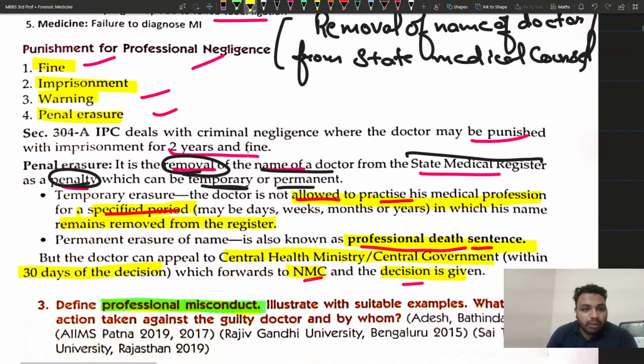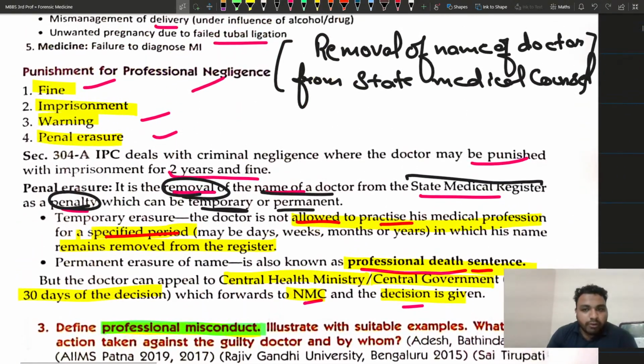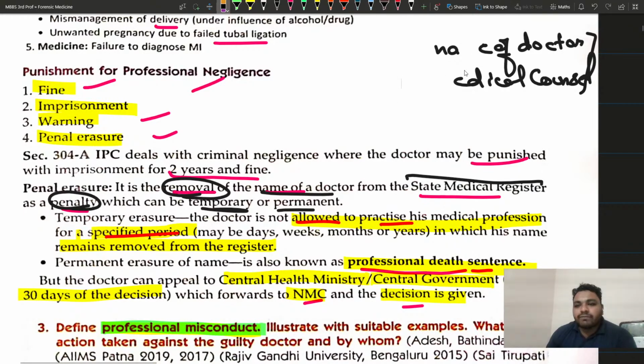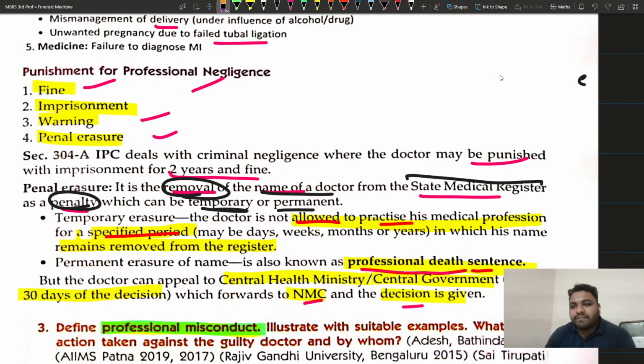Now, coming to the punishment of professional negligence, I have already told you that there can be fines and imprisonment, sometimes a warning, but sometimes there can be one more thing, that is penal erasure.